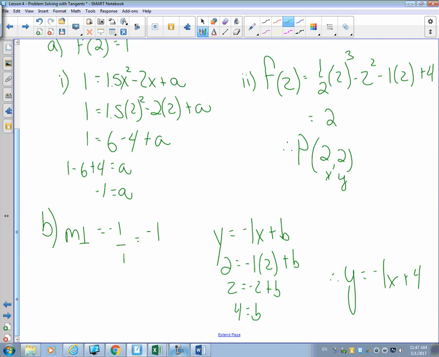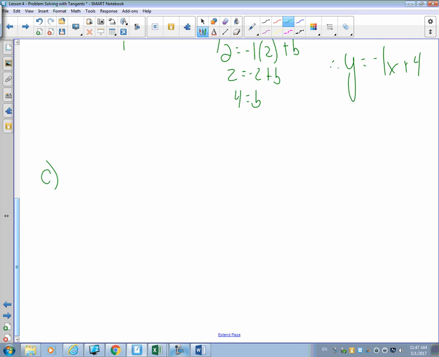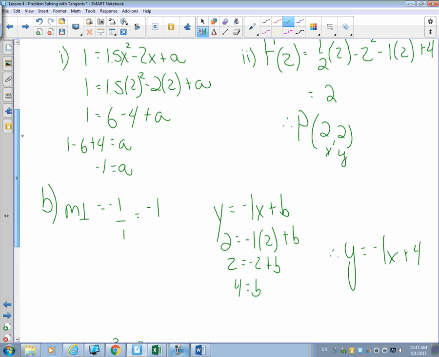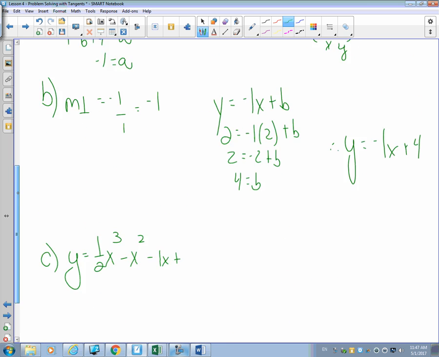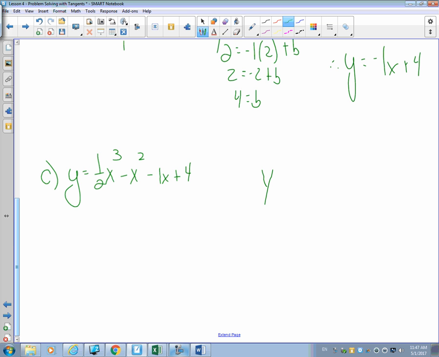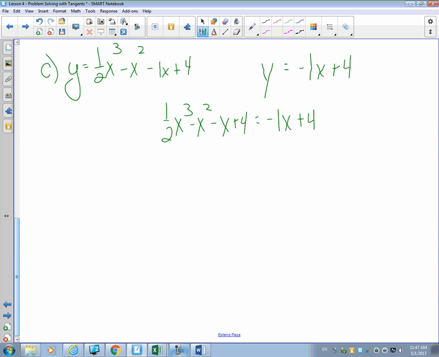Where does my curve hit my normal? Well, my curve has an equation, 1/2 x cubed minus x squared minus 1x plus, just write down the equation right from the top here, okay, plus 4. My normal also has an equation. It's -1x + 4. I want to know where these two things meet. If they meet, then they must be equal to each other. So let's set them equal to each other. Something kind of handy you might notice right off the bat, 4 and 4, -1x and -1x, they cancel out. So I'm left with 1/2 x cubed minus x squared to solve.